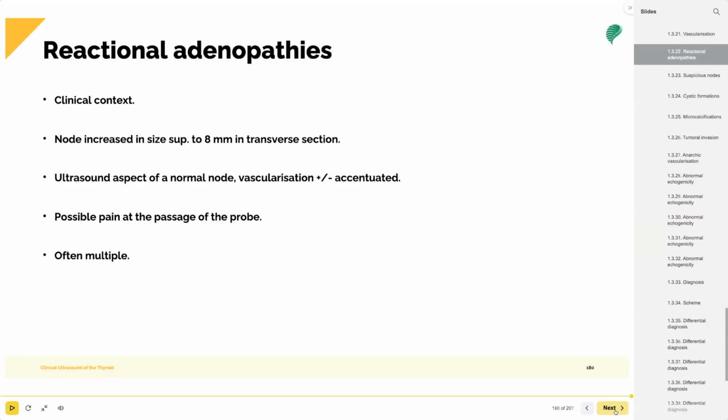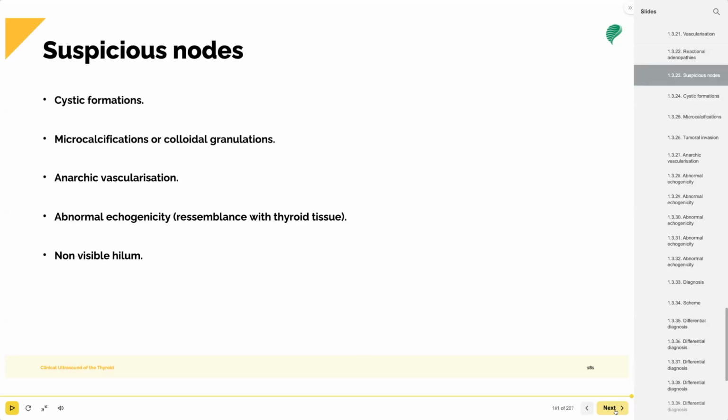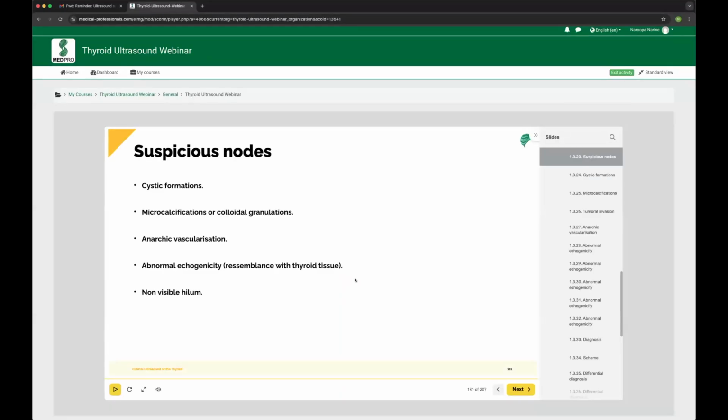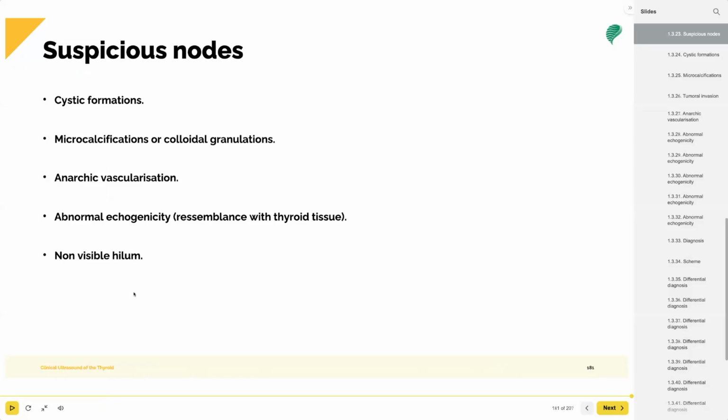Okay, now we're going to discuss reactional adenopathies: the clinical content, the lymph node volume, when is it suspicious, the ultrasound aspect of a normal node, possible pain, and having multiple suspicious nodules. These suspicious nodes usually are painful when examined. They can form cystic formations, and usually the hilum is not seen. So usually there's no visible hilum.